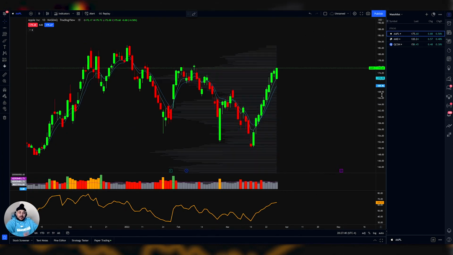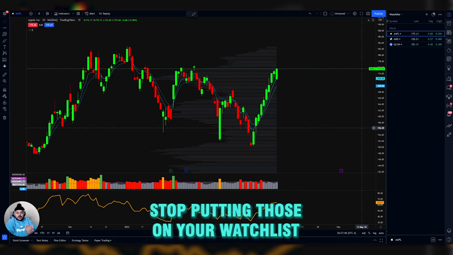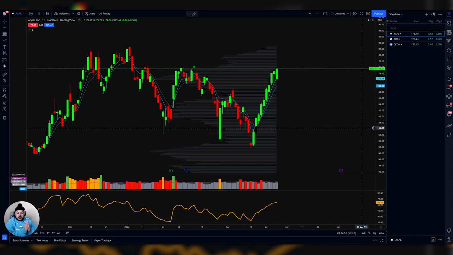So if a certain setup isn't working for you, you see some sort of pennant forming, you see some sort of head and shoulders forming, and it never works out for you, stop putting those on your watch list. Only trade what works for you, whether that be a key level break, a supply zone break, or a demand zone bounce. Whatever works for you, that's the only thing you should be trading.